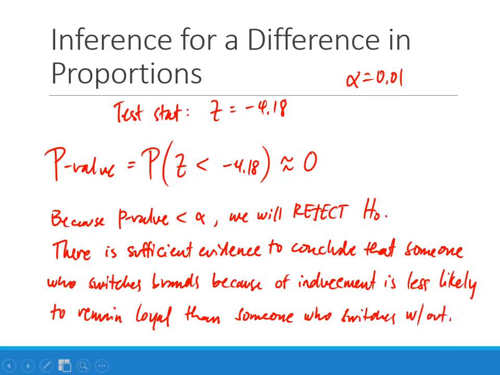Okay, so again, there is sufficient evidence to conclude that someone who switches brands because of inducement is less likely to remain loyal than someone who switches without inducement. So it should be no surprise there. It's always good when the result of a test gives you the intuition that you would expect. That means we're probably doing something right here. Okay, questions or comments on this? Is that all right?